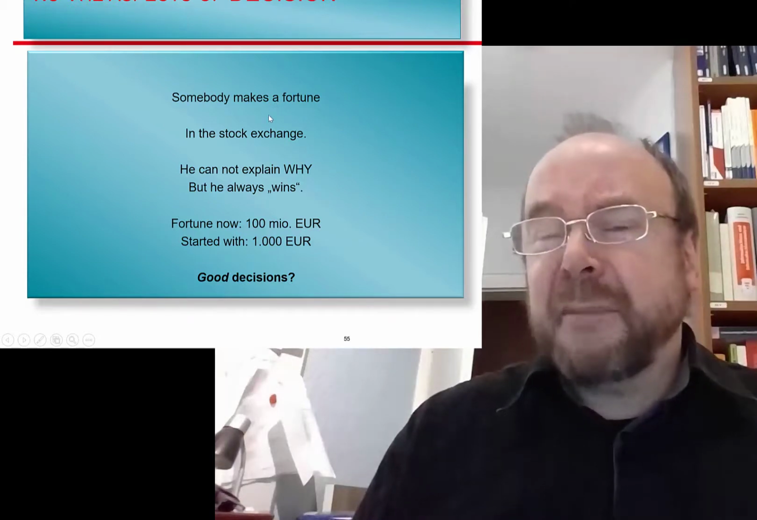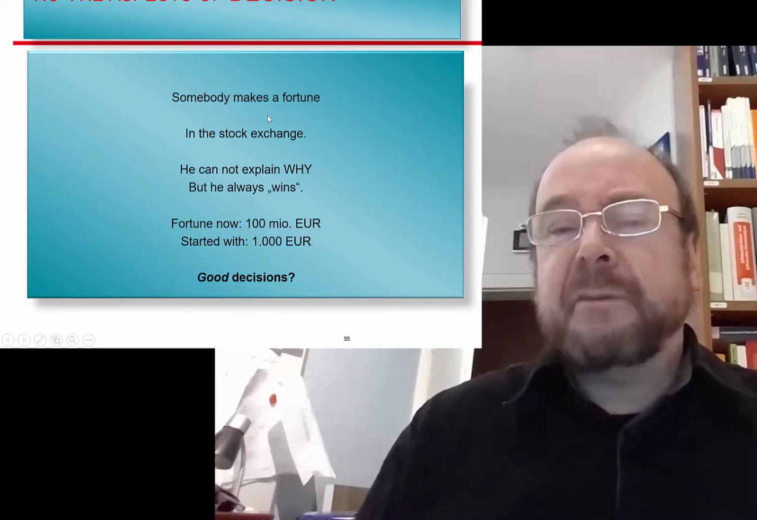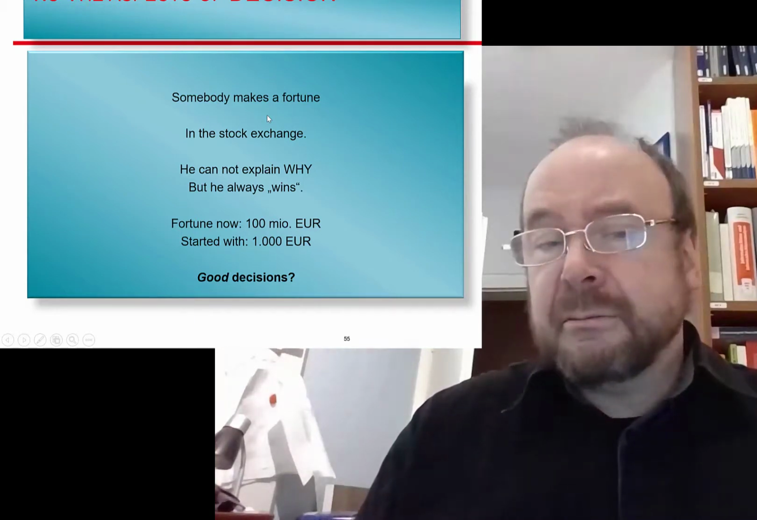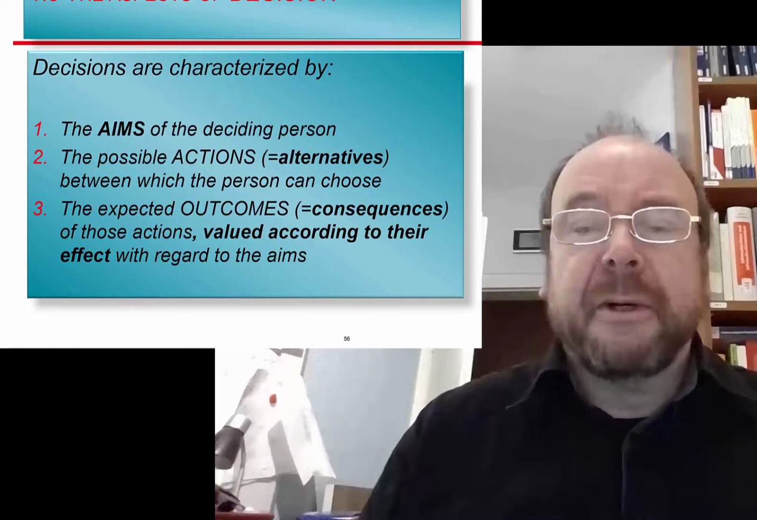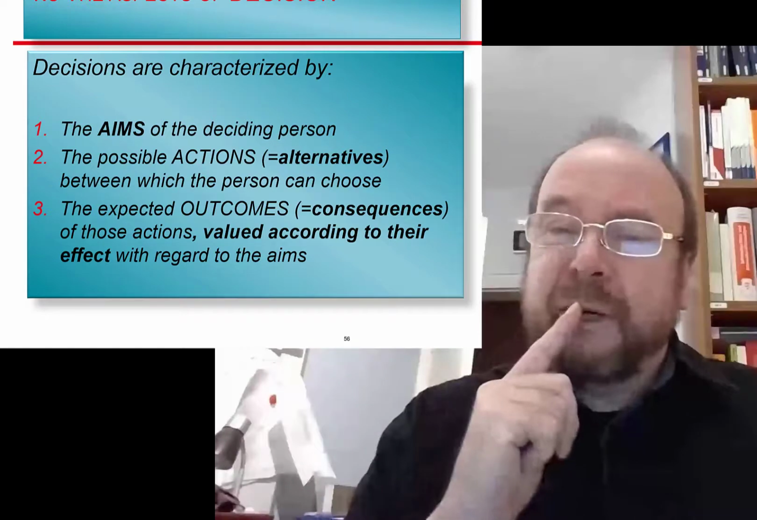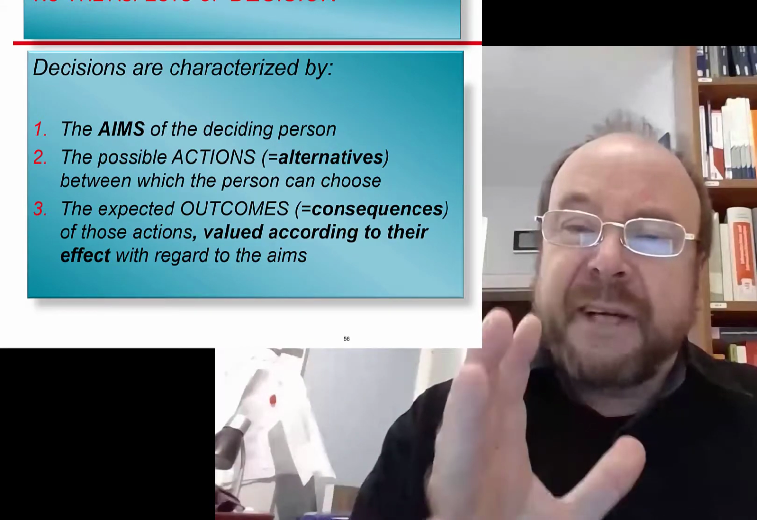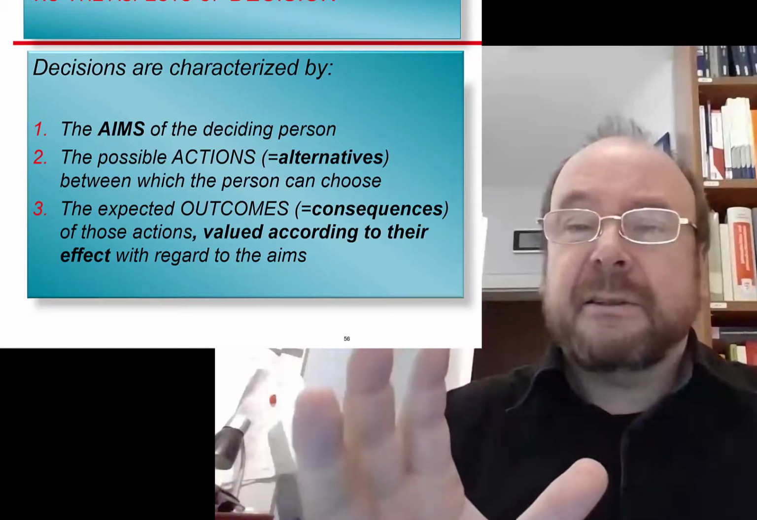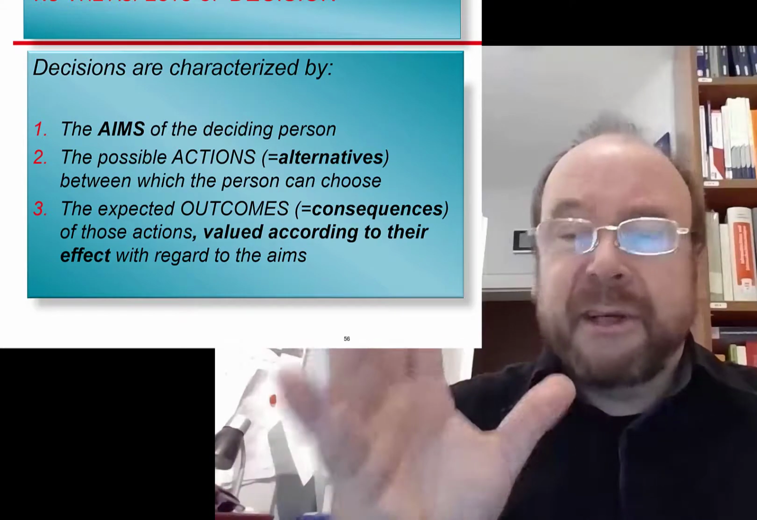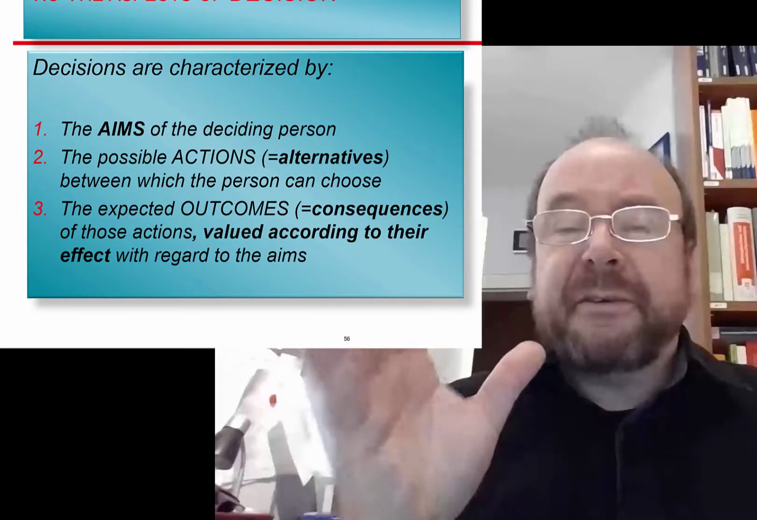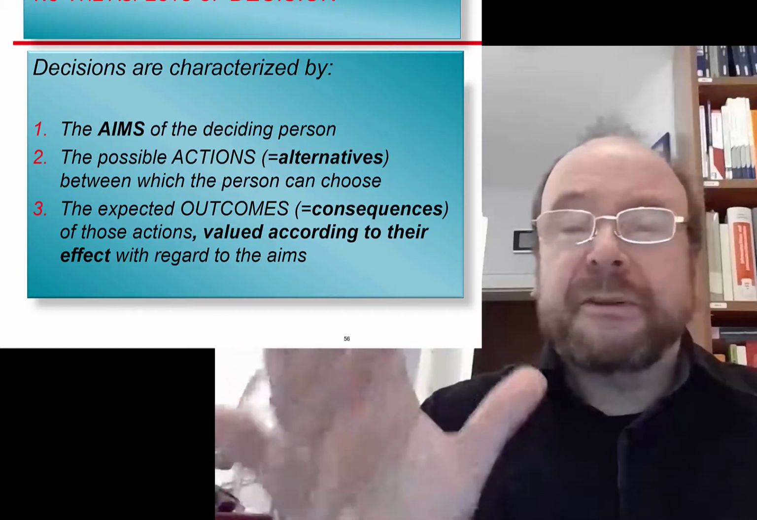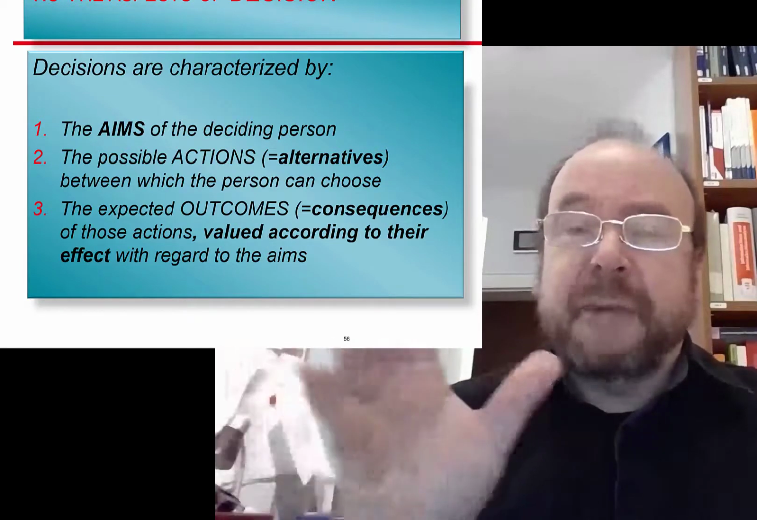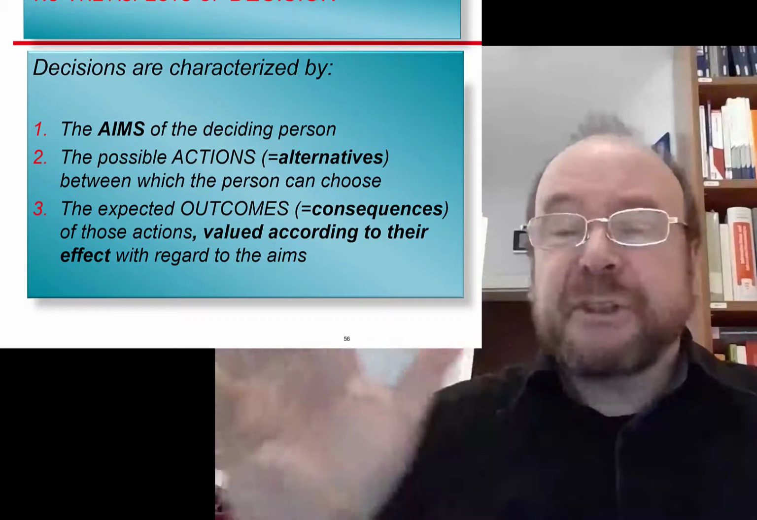I would not trust my money to that person, because I have no guarantee that the next investment is successful again or goes wrong. So we must think about what can determine it, or what are the factors which enable us to find out what a good decision is. And we can agree, or there is a general agreement, that there are 3 determining factors for a decision at all. First, if a decision is good or bad depends on the aims which you want to reach.